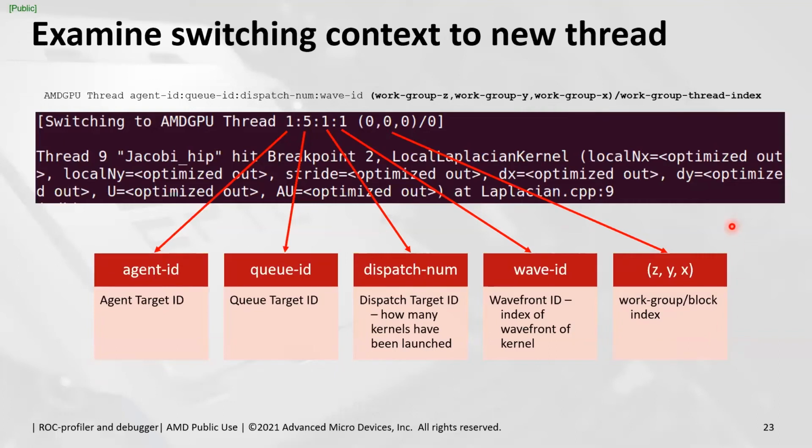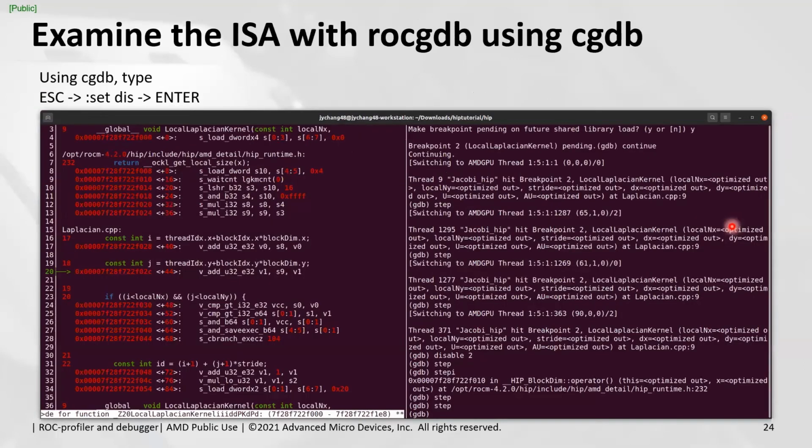This information is nice to look at because it tells you what different wavefronts and what different threads are doing inside your kernel. But let's say, for example, you want to have the ISA and dive into the assembly level code. What I'm showing here is I'm combining ROCgdb with another application called CGDB. It's a curses-based GDB tool. When you do that, it gives you this nice pane where on the left-hand side you have your source code, and on the right-hand side you have the GDB.